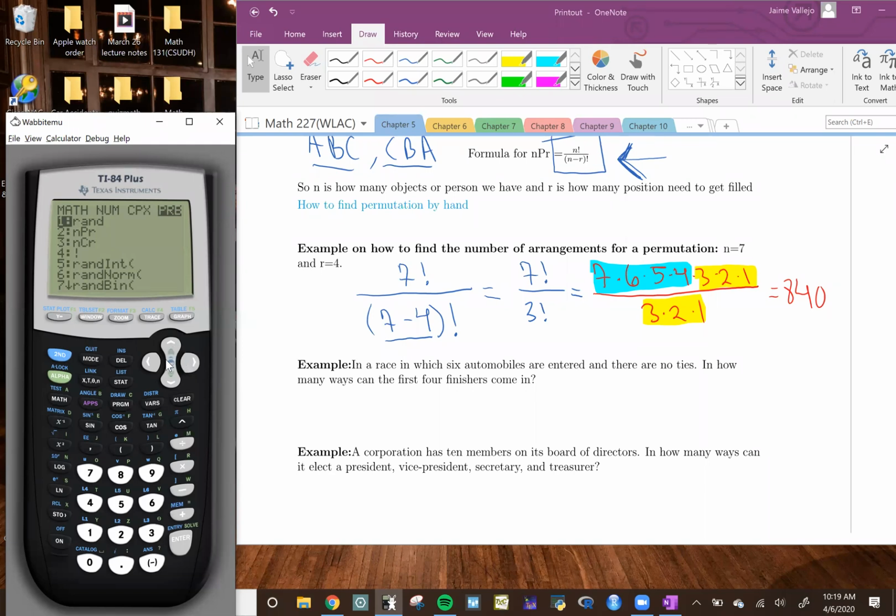How do I get there? You hit the math button, and then you go all the way over where it says PRB. If you look where it says PRB, you see how it says nPr? nPr is for permutation. So I want to select permutation. And then lastly, enter r. r is 4. Cool. And that's how you do it with the calculator.